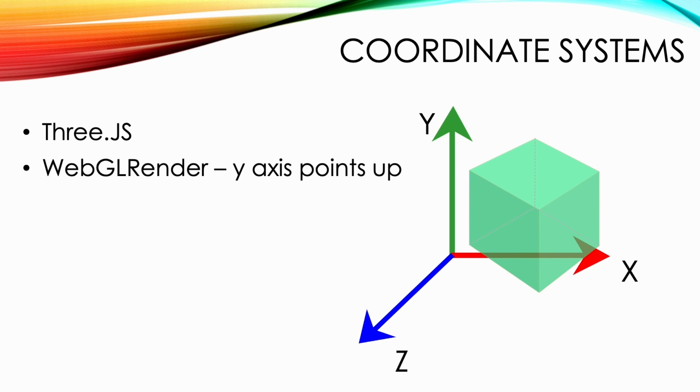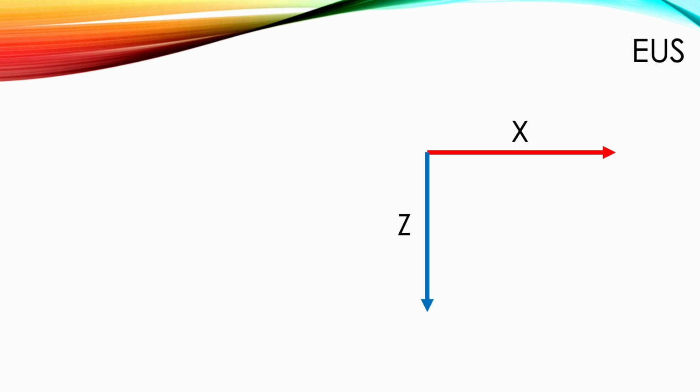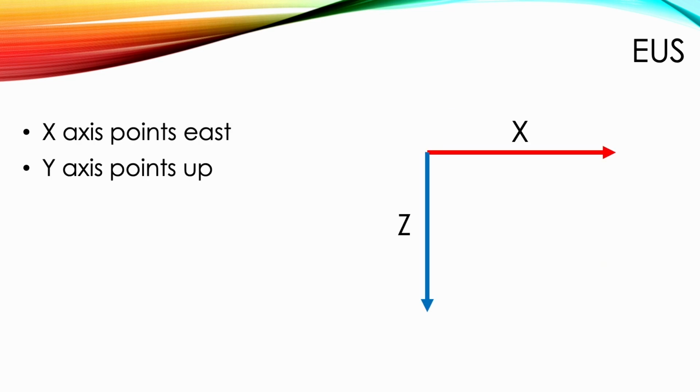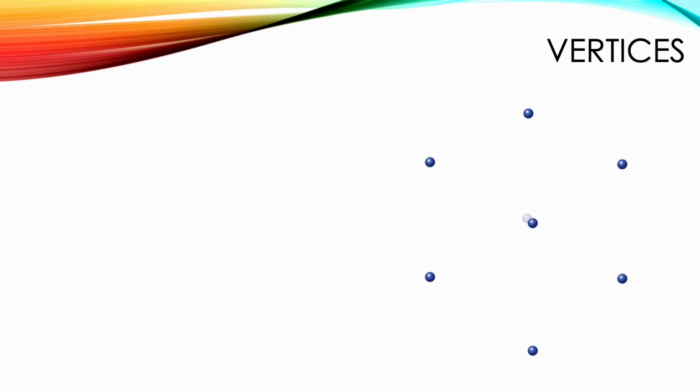Notice that assuming the viewer is looking down the negative Z-axis, then the X-axis extends to the right, the Y-axis extends upwards, and the Z-axis points towards the viewer. This arrangement is sometimes referred to as EUS, East, Up, South. If the camera was positioned high in the Y-axis and looks directly down, then the east and south directions are more obvious. Objects are defined using vertices.